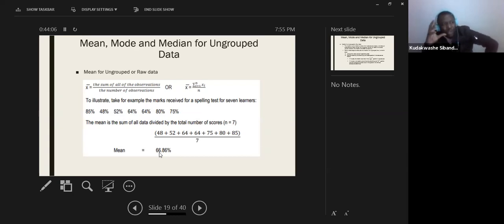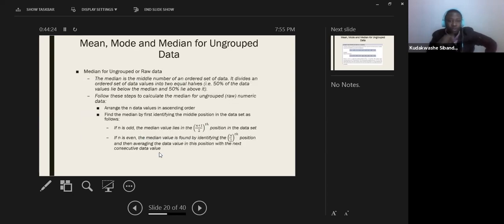So this value is describing the performance of the students. Roughly, we are saying each student got around 66.86. This figure is a rough estimate of what each and every student got, right? So that's the purpose of the mean.